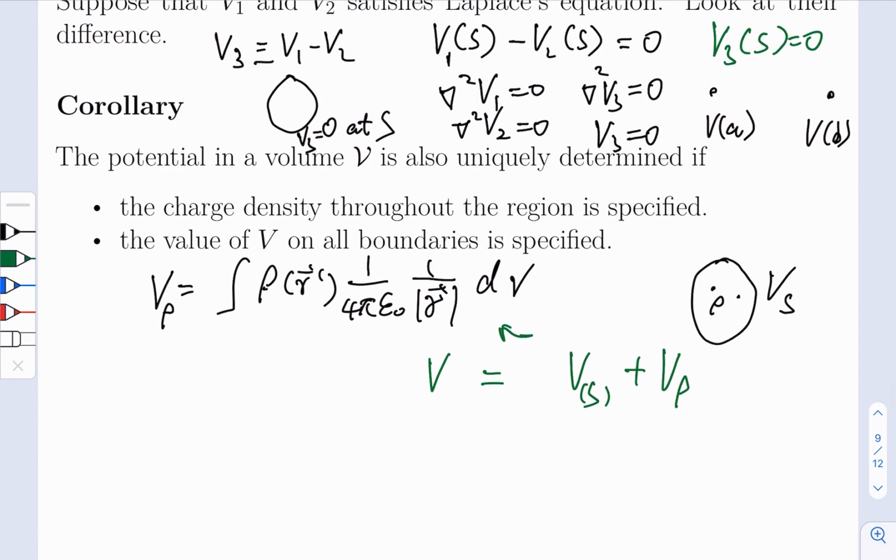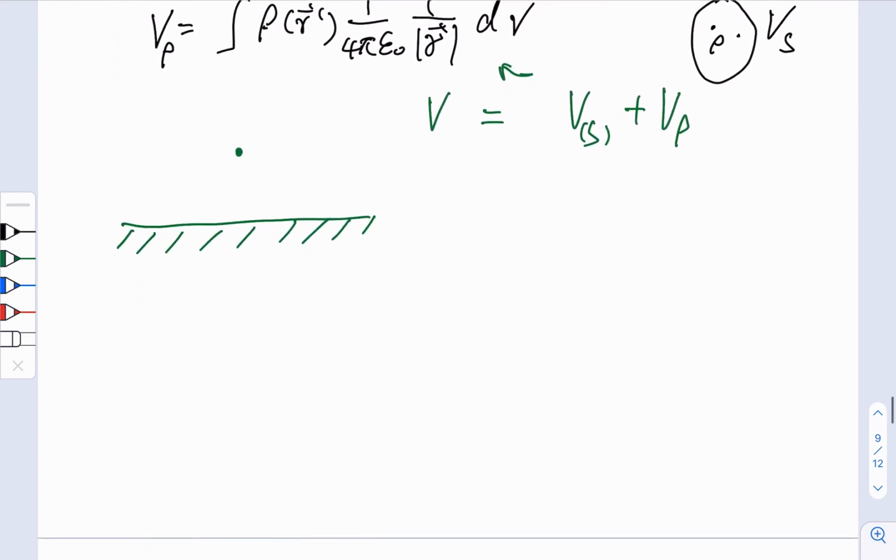Now, this corollary can be applied to the problem where there is a point charge in the region of interest, but there is a conductor that is grounded. In this volume of interest, there is a single point charge, but the solution of this problem can still be uniquely determined because of this corollary. This problem can be solved by the method of images that I will discuss in the next lecture.